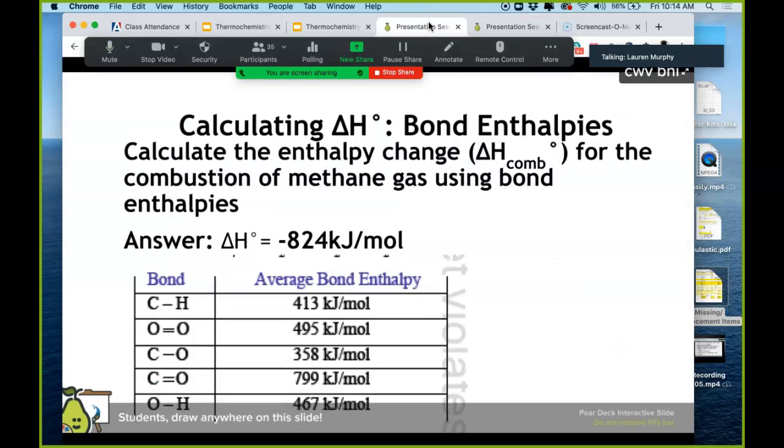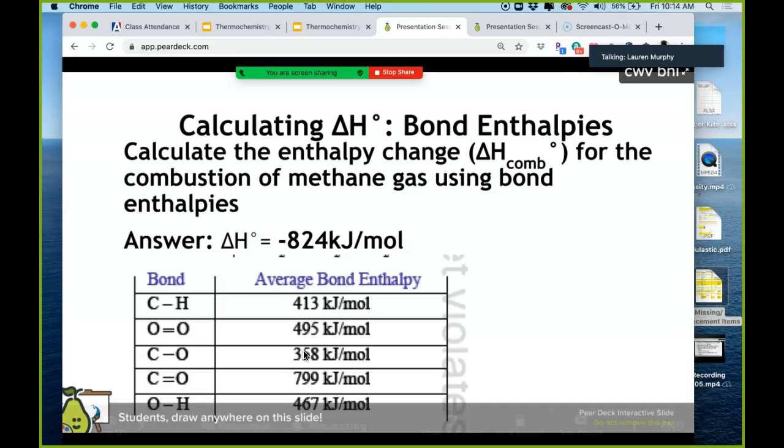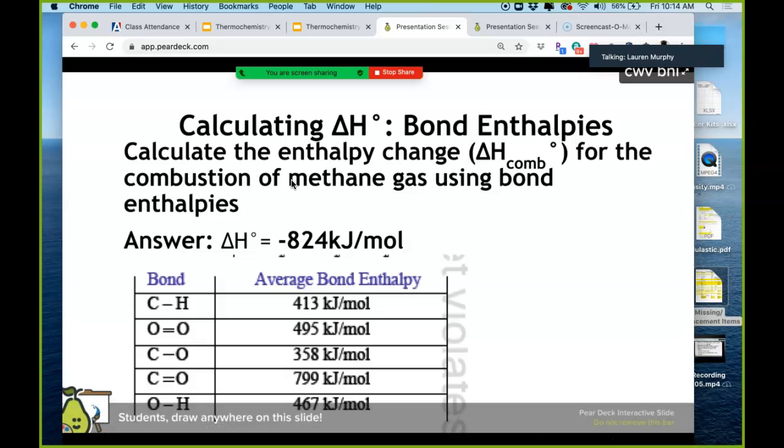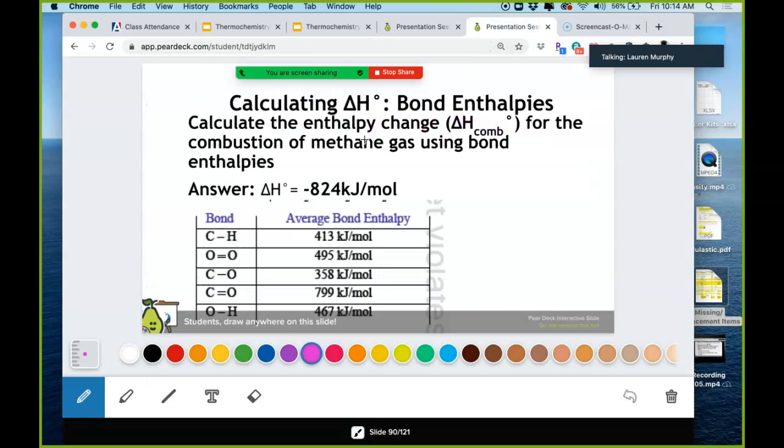All right. So here we go. We're going to actually do calculations now. So we have all these ways to calculate delta H. We have Hess's law the long way, Hess's law the shortcut way, which is products minus reactants. But to do products minus reactants, you need enthalpy of formation values. If you look at this chart, these are bond enthalpies. So when you see bond enthalpies, I need your brain to go, okay, delta H equals bonds broken minus bonds formed.